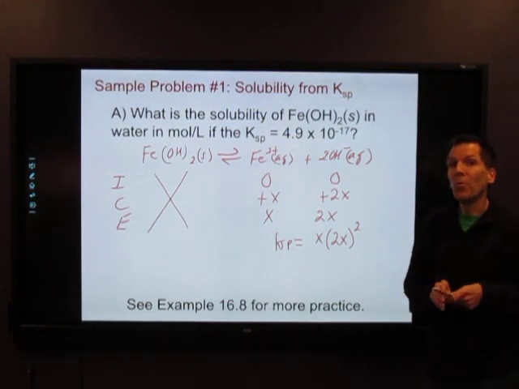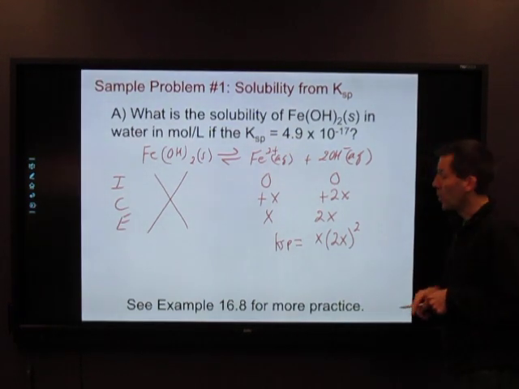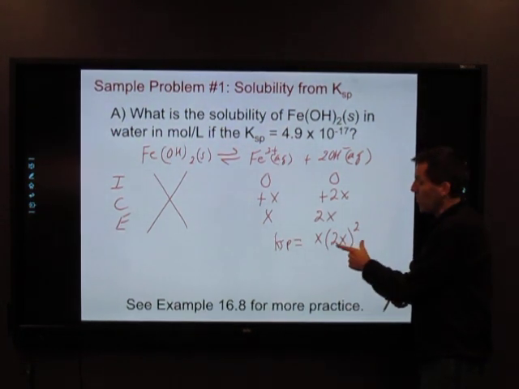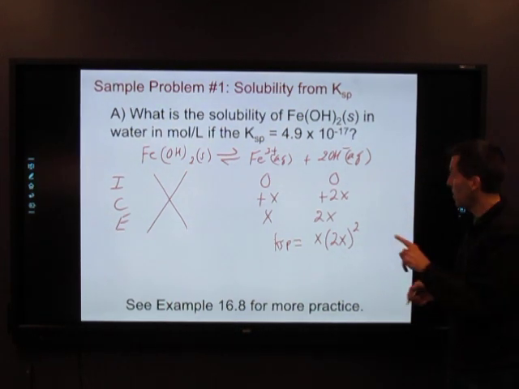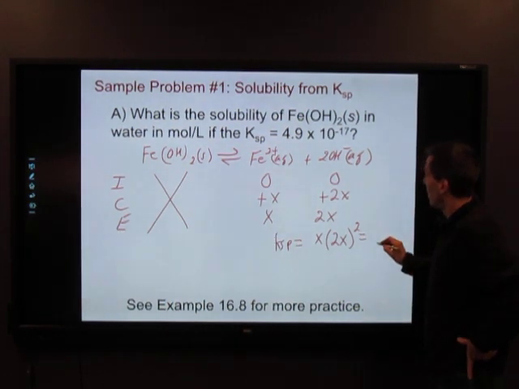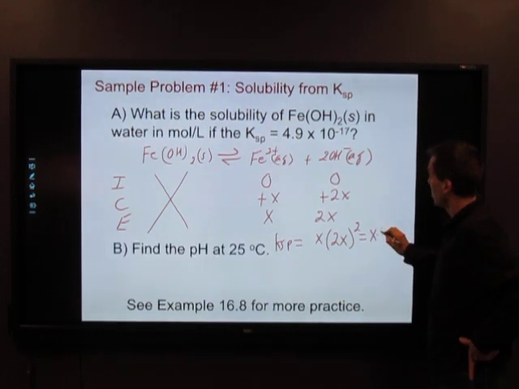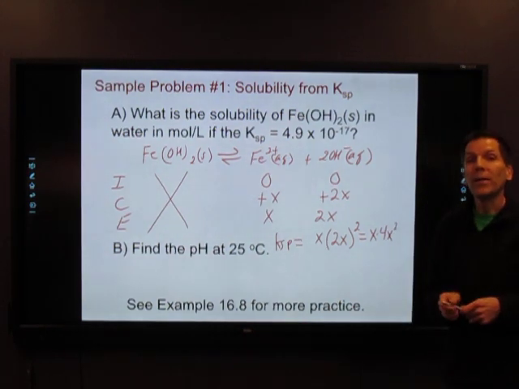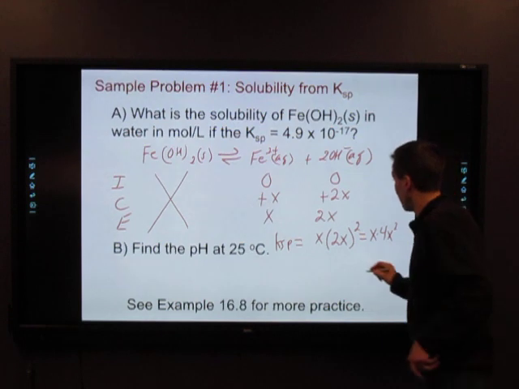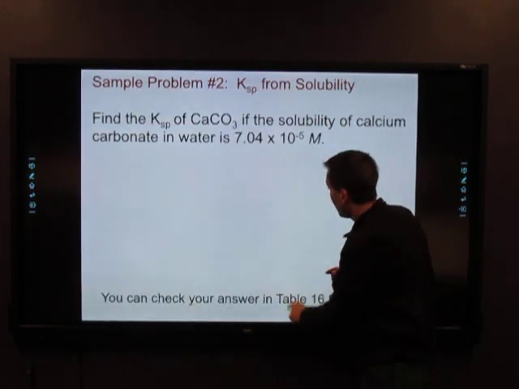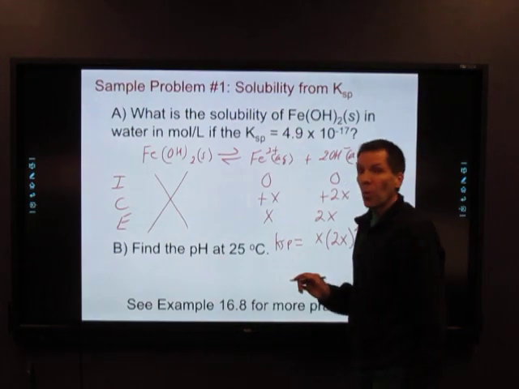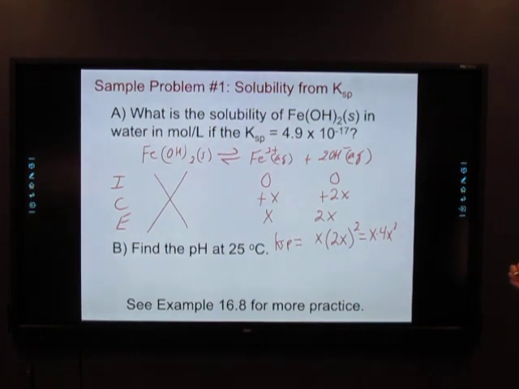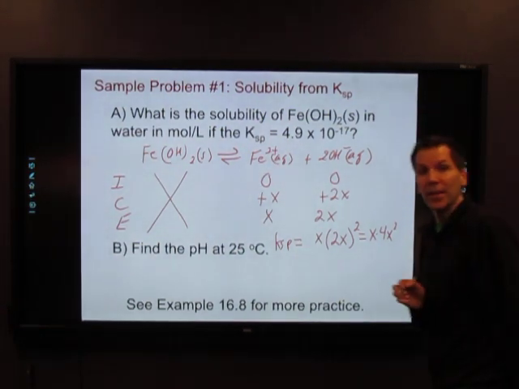And then that coefficient, once again, comes with us as an exponent. So algebra-wise, this is going to be x times the entire 2x squared. You have to be very careful about these parentheses, because then this simplifies to x times 4x squared, and so that will go to 4x cubed. So we can say Ksp equals 4x cubed. And we have our number there, 4.9 times 10 to the negative 17th.